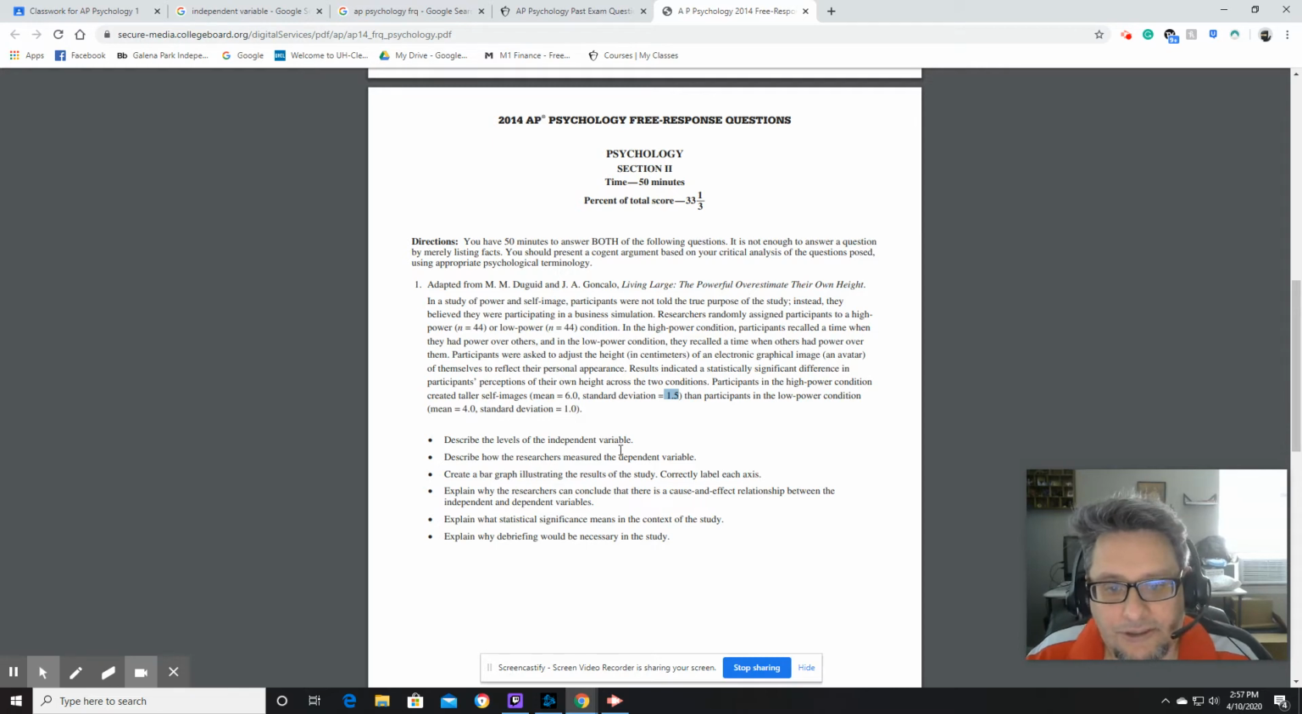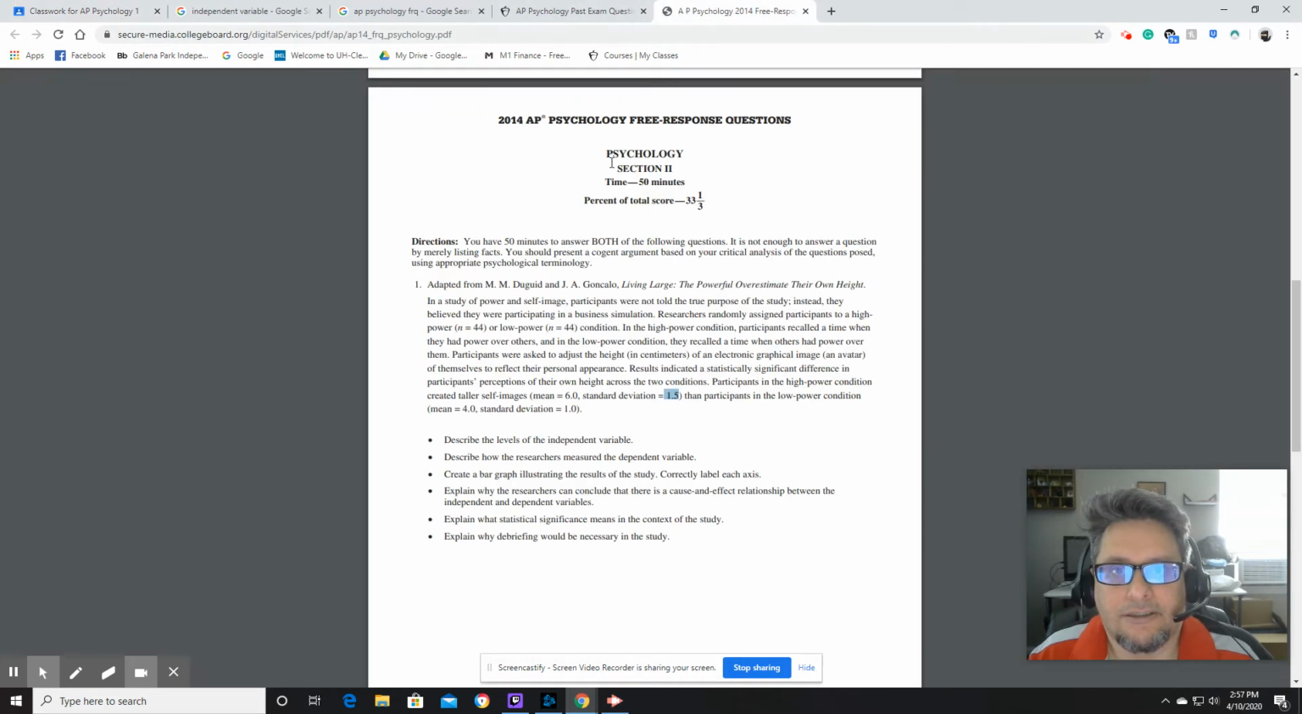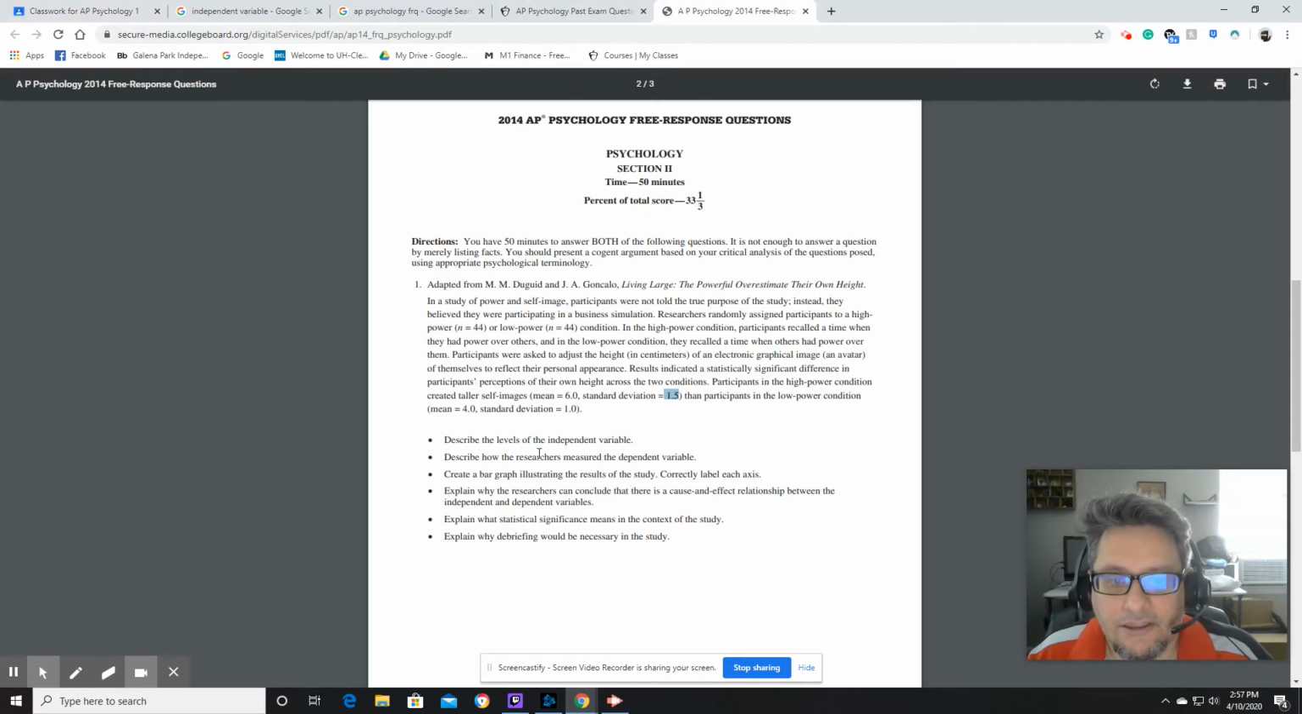Describe how the researchers measured the dependent variable. Dependent variable. Dependent variable is what you're measuring. So for this one, you would need to put height of the avatar. If you wanted to be specific, you could put height of the avatar in centimeters.